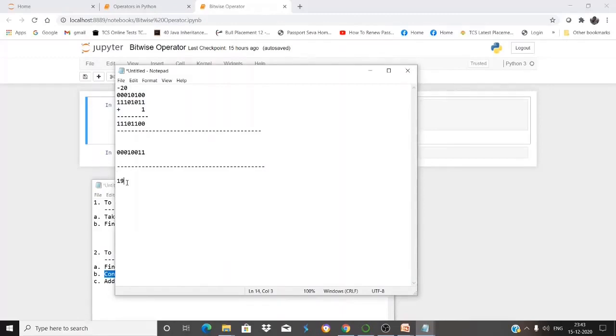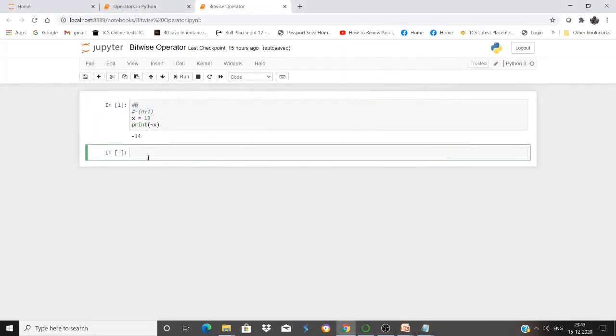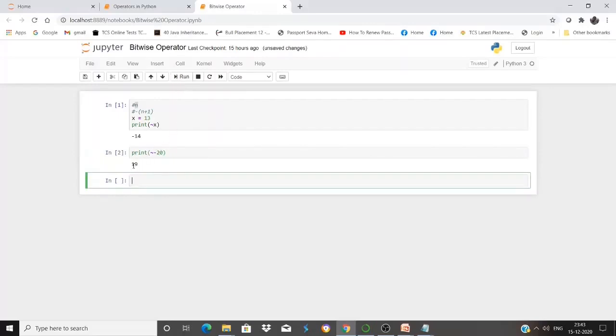So let's verify our output from Jupyter Notebook as well. Let's apply the bitwise complement operator on -20. Let's run the cell, and as expected we get 19. So this is how the bitwise complement operator works.